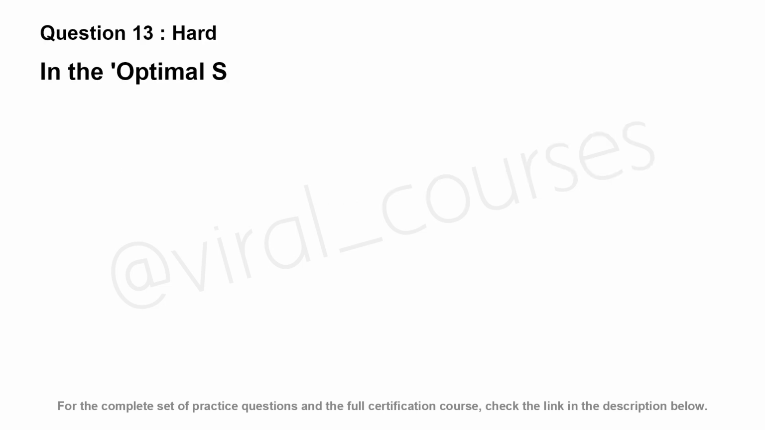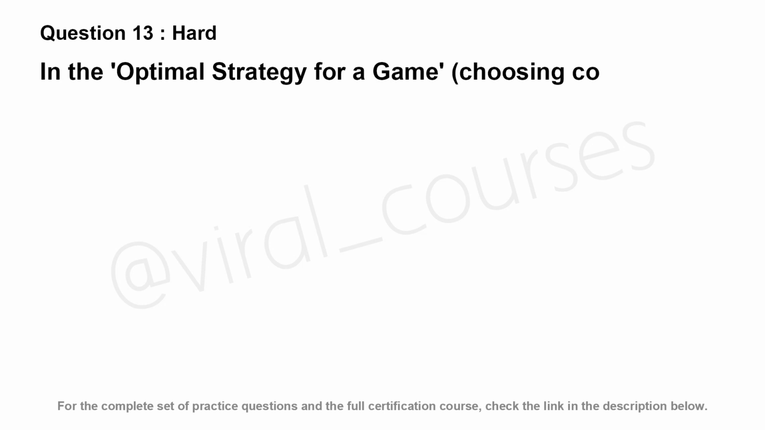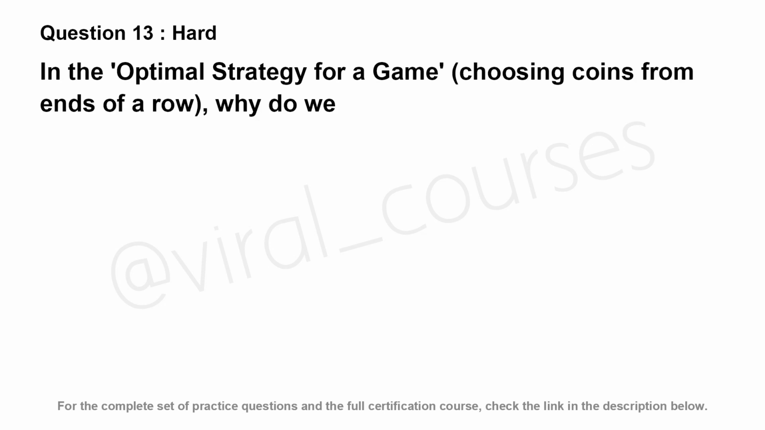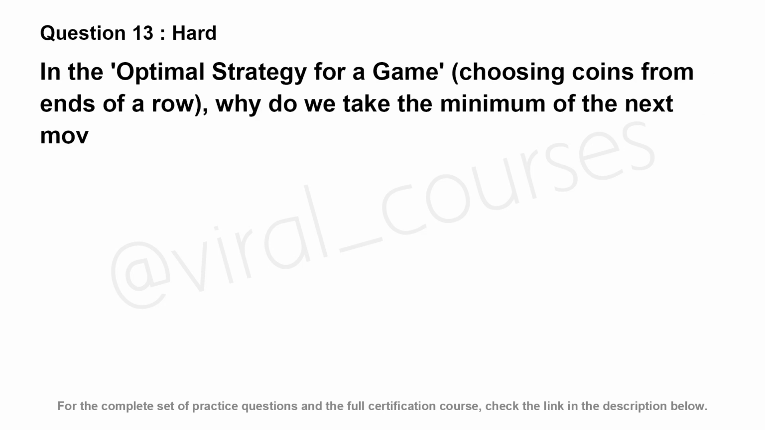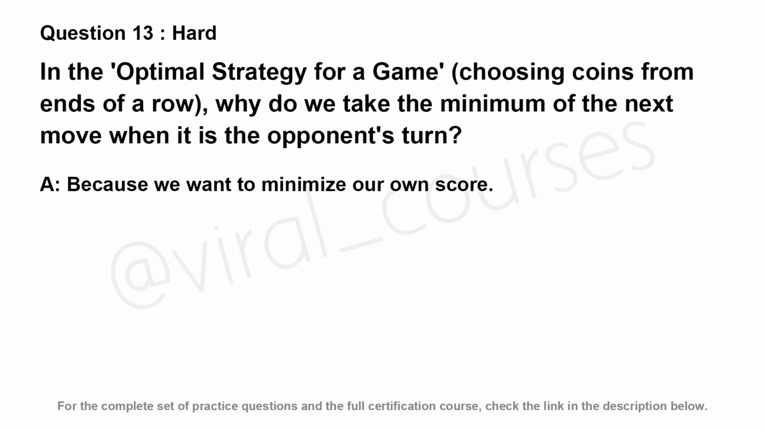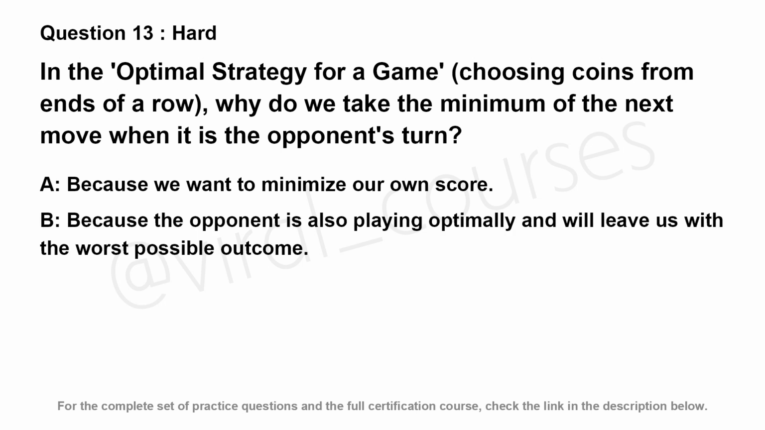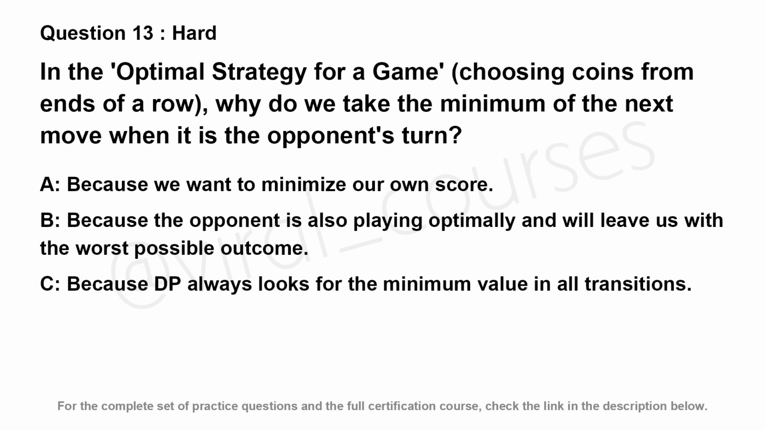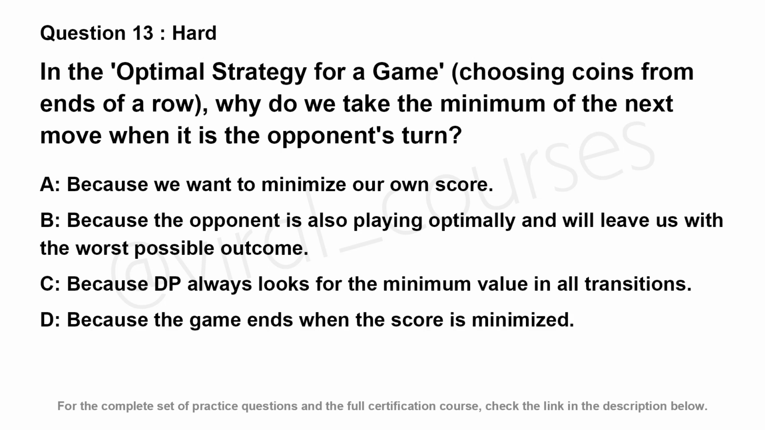In the optimal strategy for a game, choosing coins from the ends of a row, why do we take the minimum of the next move when it is the opponent's turn? Option A. Because we want to minimize our own score. Option B. Because the opponent is also playing optimally and will leave us with the worst possible outcome. Option C. Because DP always looks for the minimum value in all transitions. Option D. Because the game ends when the score is minimized.